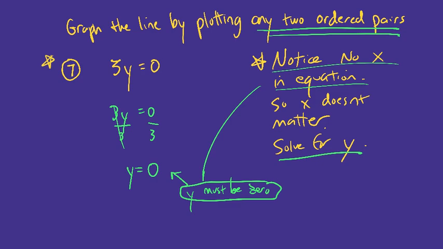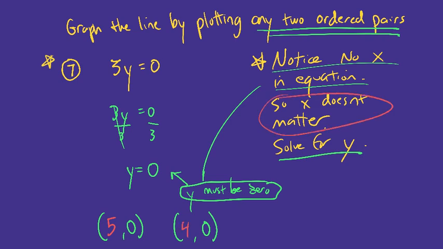So anyways, on our ordered pairs that we're coming up with, our y, the second coordinate, in both of those has to be 0. And like I said, x doesn't matter. So you can just choose a random x. X does not matter. 5 and 4, 1 and 3, whatever you want to go with. Solve for y. Both of your y's have to be 0. But your x can be whatever.